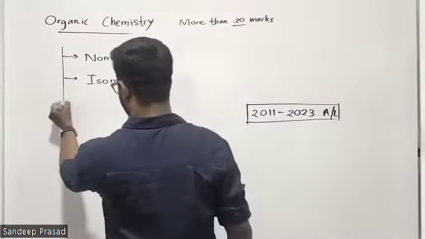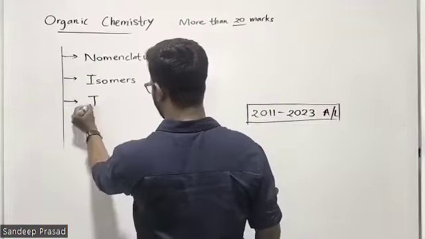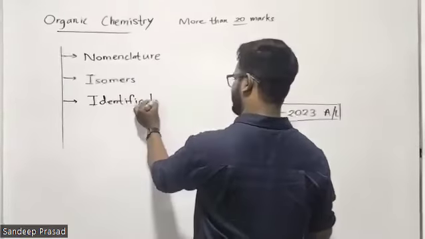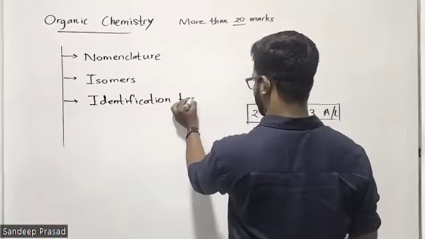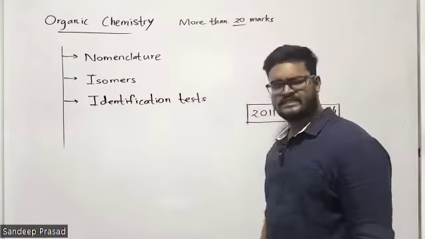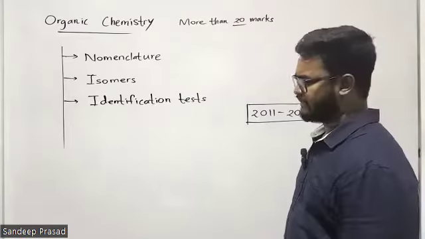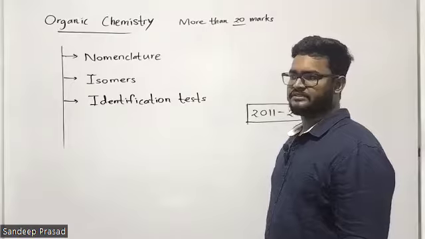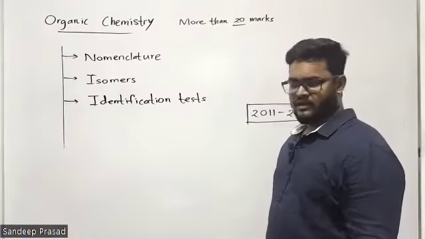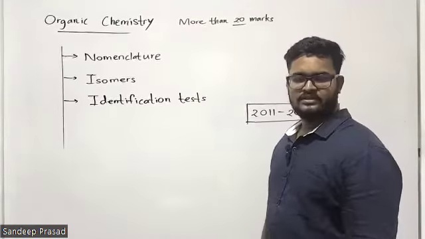And remember, students, we have some other questions from identification tests. There are some identification tests, for example, the silver mirror test, Brady's reagent, Fehling's reagent, identification of terminal alkynes, and identification of unsaturation.